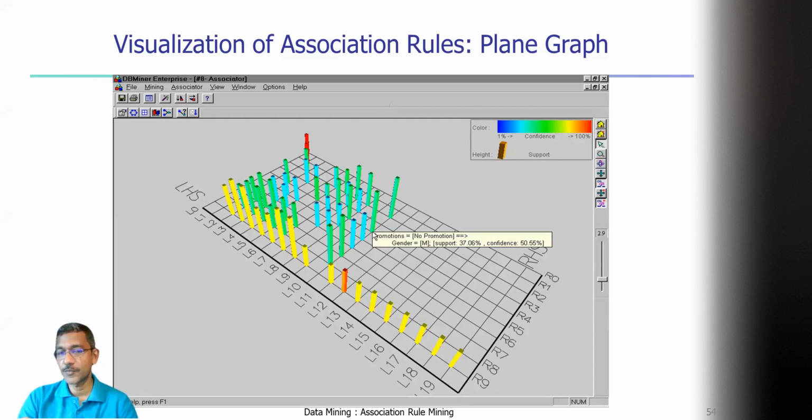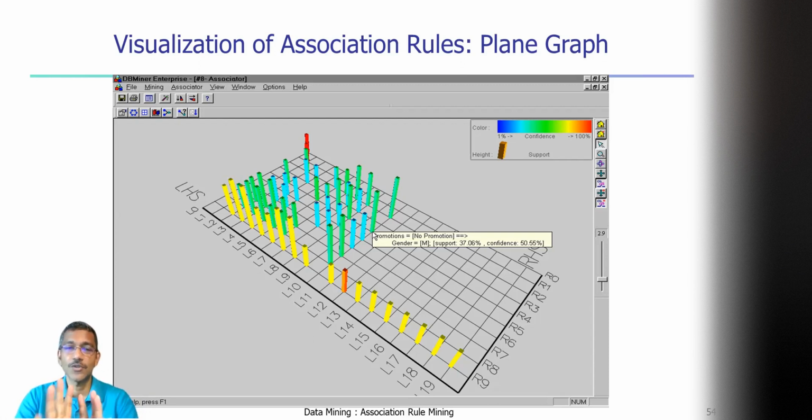Hopefully you remember, support means how frequently a pattern is occurring. Confidence means, for a given rule, what is the conditional probability? When this happens, what is the probability that the other thing is going to happen? The antecedent and the consequent. So what is the probability of the consequent happening when the antecedent happens? That's what we need to highlight.